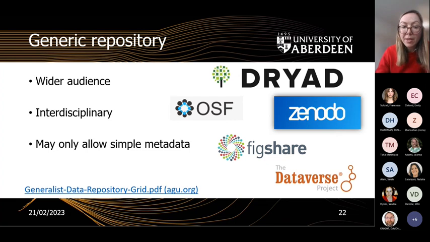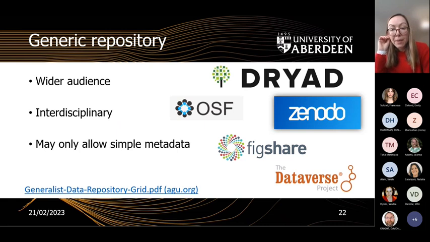re3data.org provides a grid. I've just put a little link in here, providing a comparison of the main generic repositories by size limit and license options, and that can be quite useful if you're thinking about what your needs are. Most will allow for linking data to other digital information now, like DataCite and ORCID, and as I said, will allow you to gain persistent identifiers for your data.